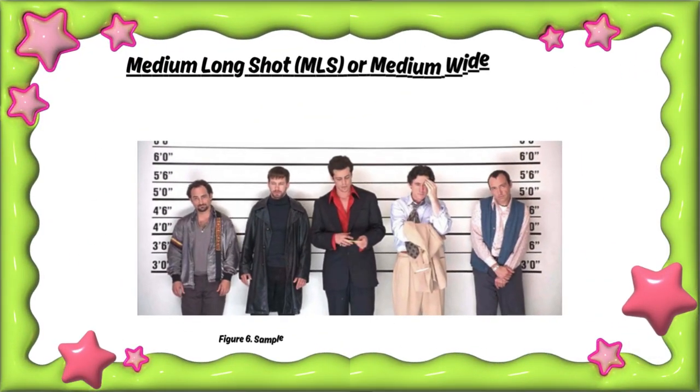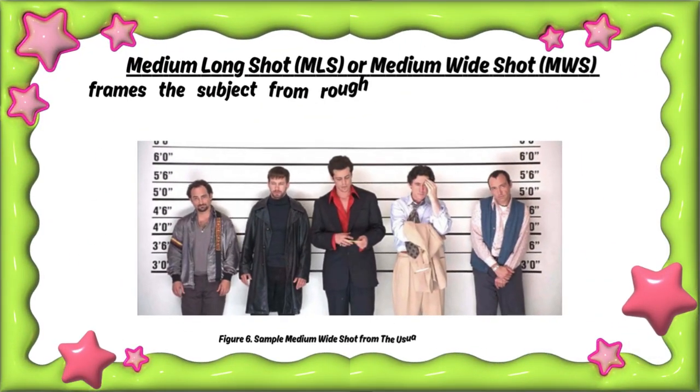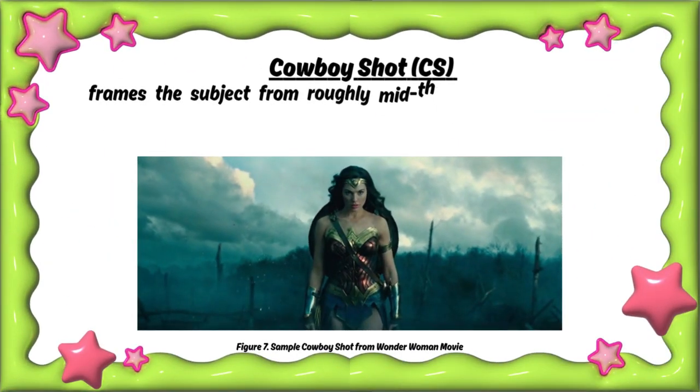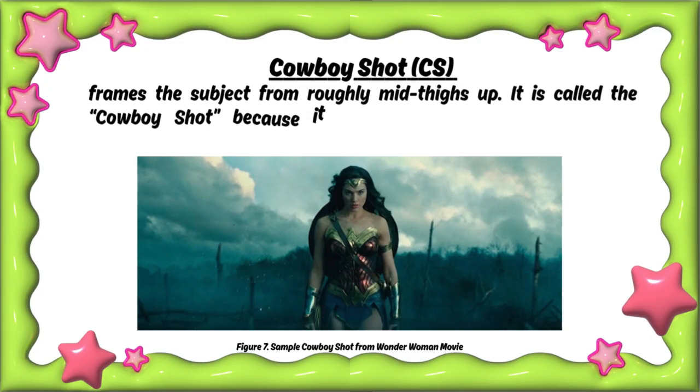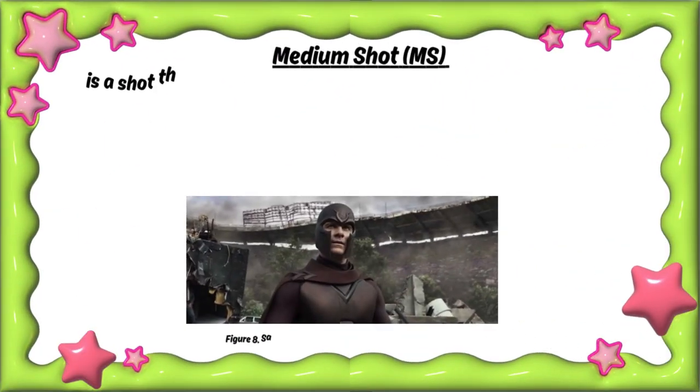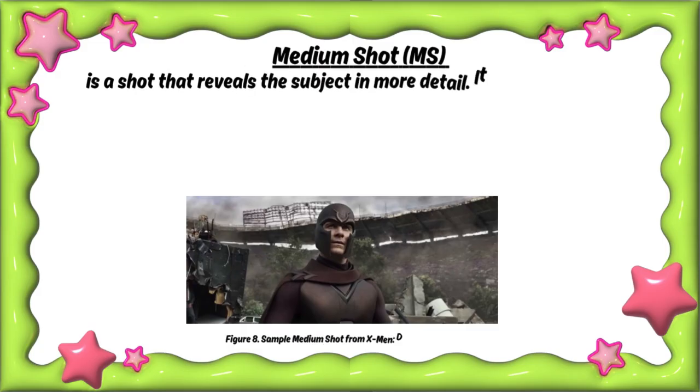Medium long shot, MLS, or medium wide shot, MWS, frames the subject from roughly the knees up. It splits the difference between a full shot and a medium shot. Cowboy shot, CS, frames the subject from roughly mid-thighs up. It is called the cowboy shot because it is used in westerns to frame a gunslinger's gun or holster on his hip.